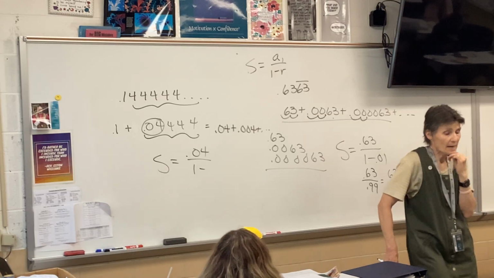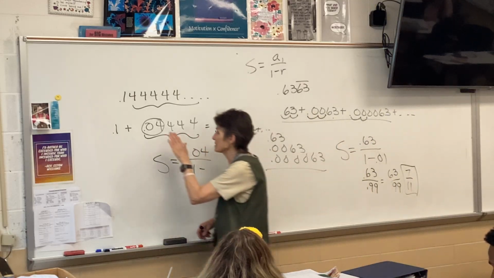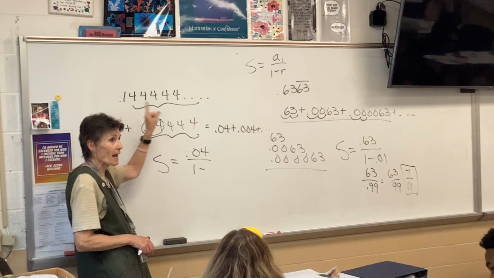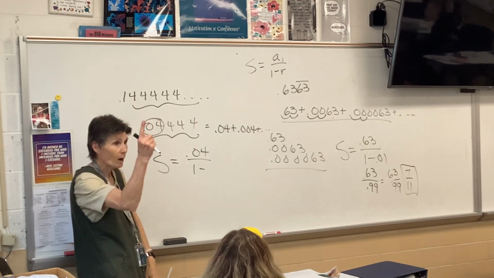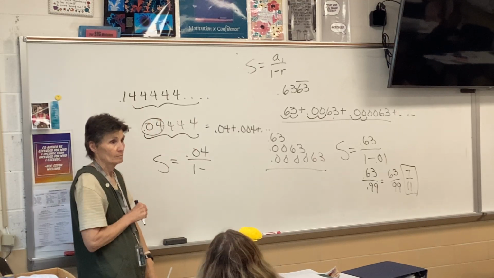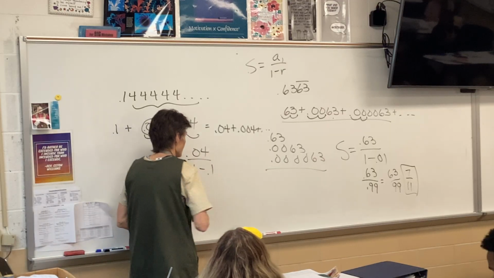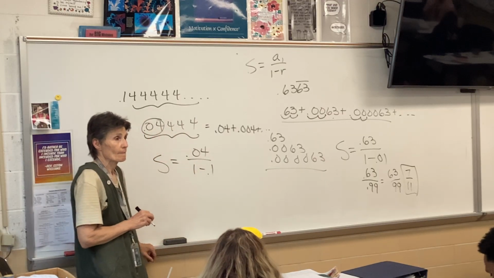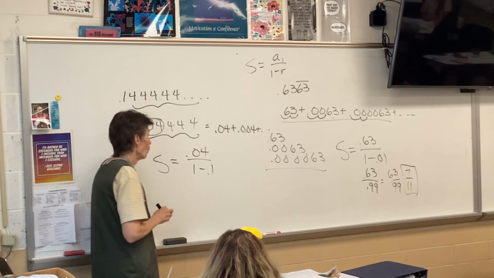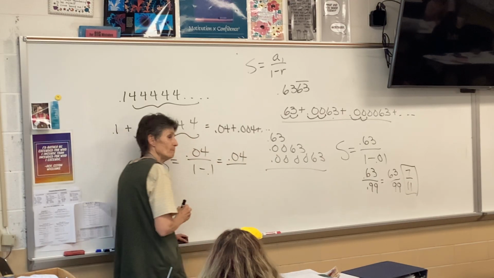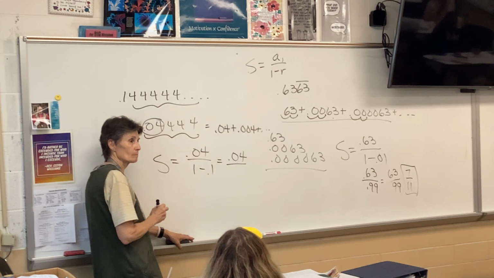Okay? Now, when I look at this number, yes, there's a lot going on, but how many places are actually repeating? 1. The 4 is the only thing that's repeating. So my ratio is 0.1. What is 1 minus 0.1? 0.9.